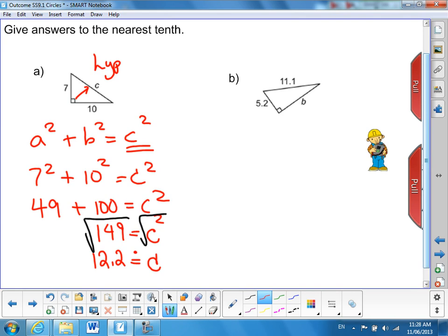So we now have the length of the hypotenuse. We can go back and look to make sure it is the longest side. It is. And so we're pretty confident with our answer.